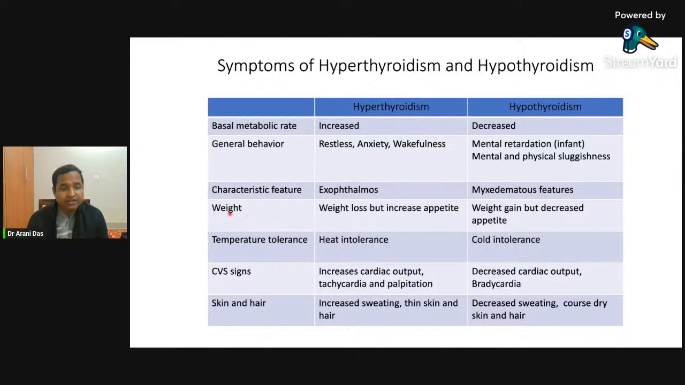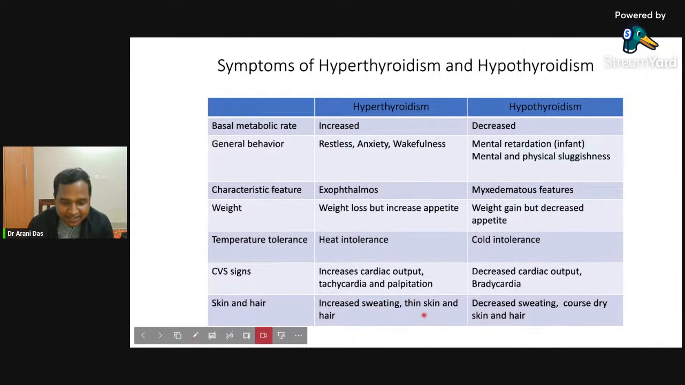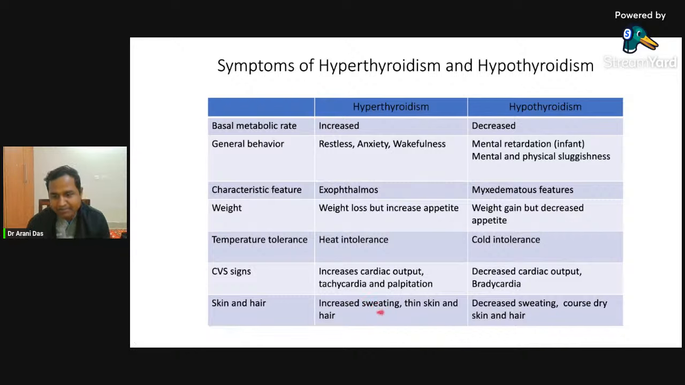hypothyroidism. Weight loss is seen in hyperthyroidism because of increased metabolism, with increased appetite. So these are some characteristic features. In hypothyroidism, there is weight gain but decreased appetite. Heat intolerance in hyperthyroidism, cold intolerance in hypothyroidism. Increased cardiac output because of thyroid hormone action, with tachycardia and palpitation. Decreased cardiac output and bradycardia in hypothyroidism. Increased sweating, thin skin and hair are seen in hyperthyroidism. In hypothyroidism, decreased sweating, coarse, dry skin and hair are seen. So these are the basic differences between hypothyroid and hyperthyroid symptoms.